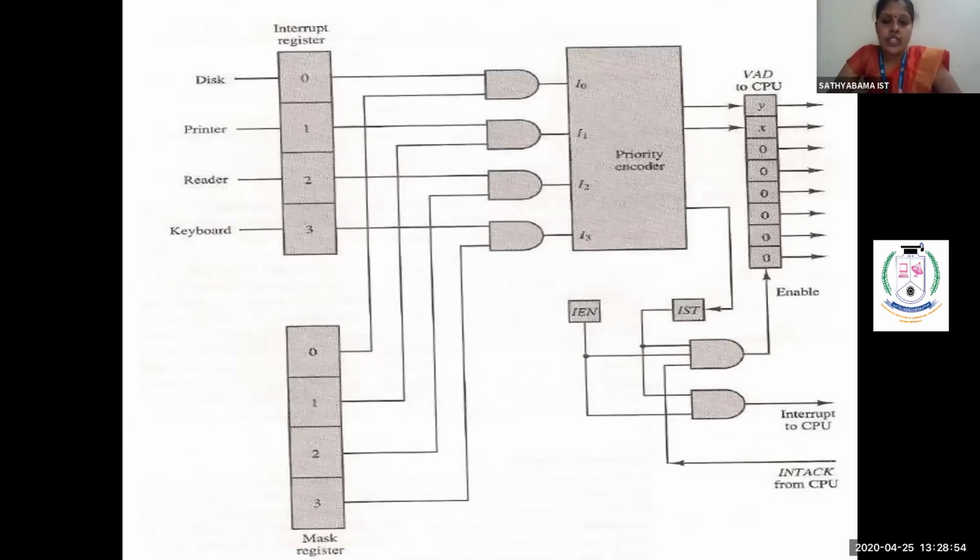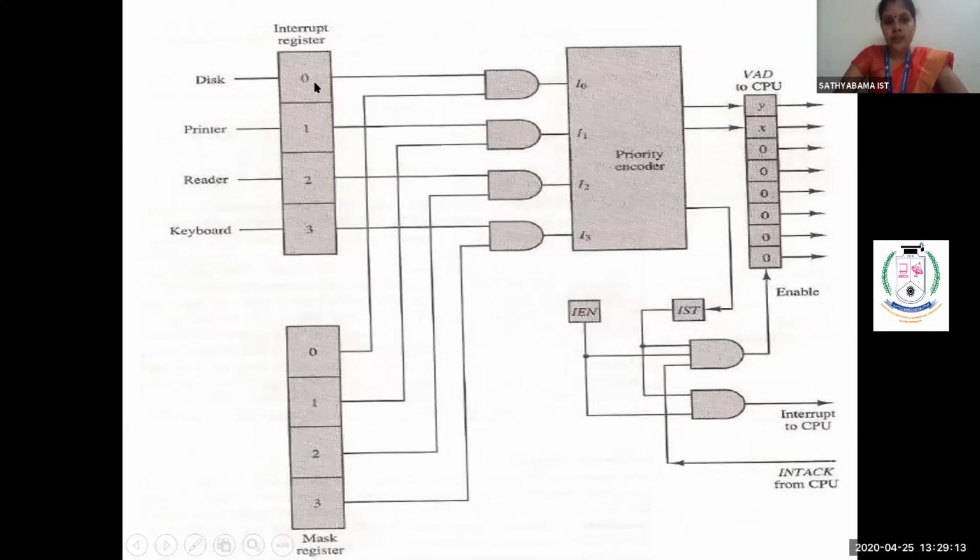So here, the extra thing from the daisy chaining is the mask register. You see here, you will have the mask register, and this is the interrupt register. So you have two things, mask register and interrupt register.